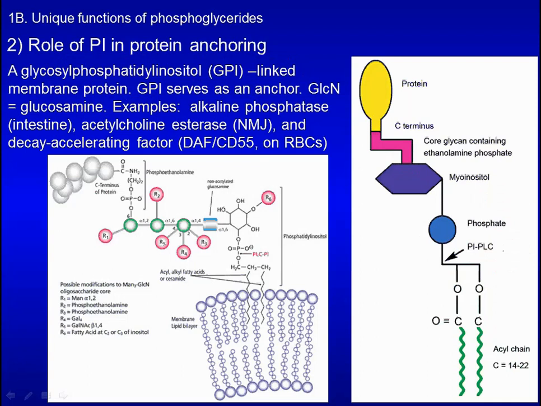More details can be found in this picture. Here is a sugar chain, and this is phosphatidylinositol. Examples of GPI-linked proteins include alkaline phosphatase, acetylcholinesterase, and decay accelerating factor, DAF.